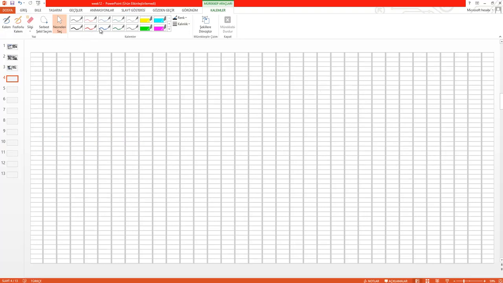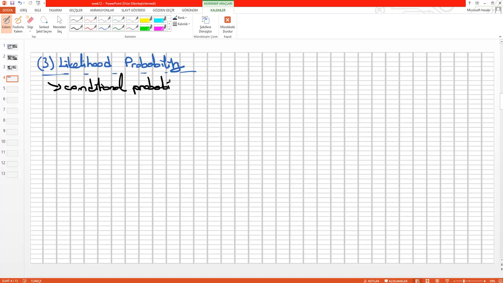In the third topic we need to talk about the likelihood probability. Likelihood probability is a kind of conditional probability with some assumptions. The first assumption is that each class follows a normal distribution.